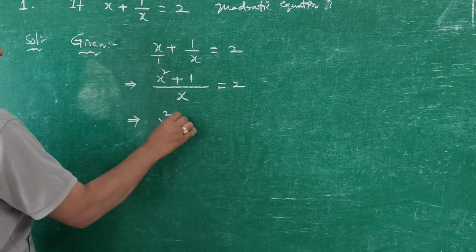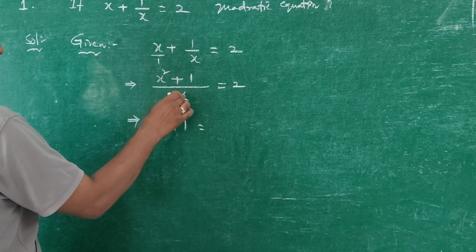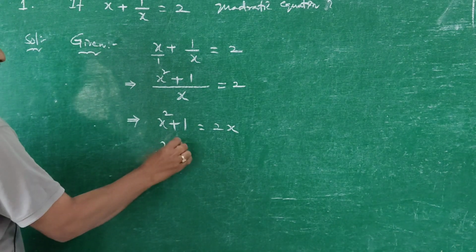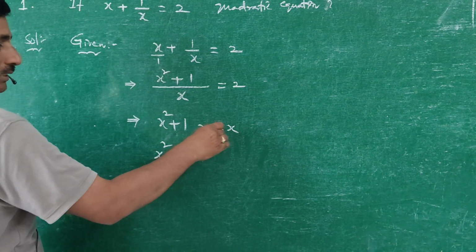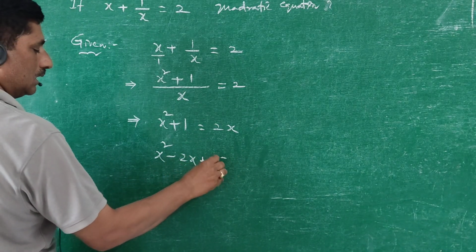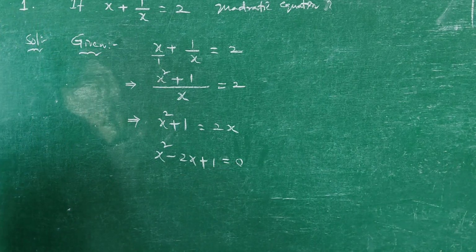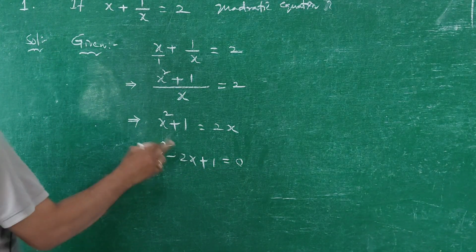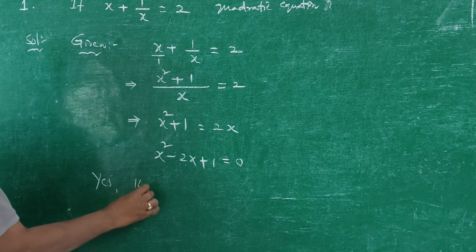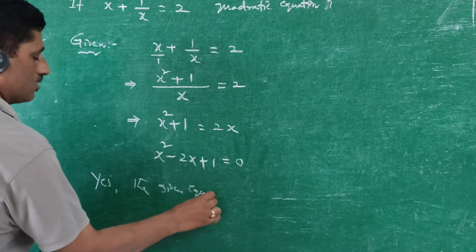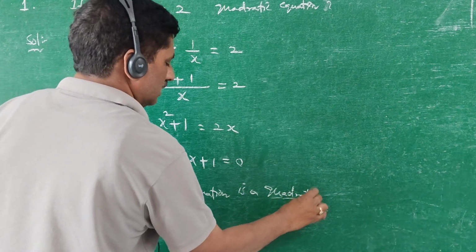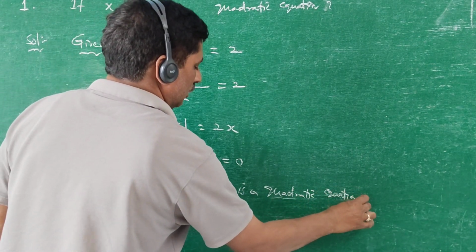Then x square plus 1 equals 2x, since the x on the right side is multiplied across. Then x square plus 1, and if the 2x on the right side is transposed to the left side, it becomes minus 2x plus 1 equals 0. There is no term on the right side. So finally it is a quadratic equation. Why? Because the degree of the equation is 2, so the given equation is a quadratic equation. I hope you understand.